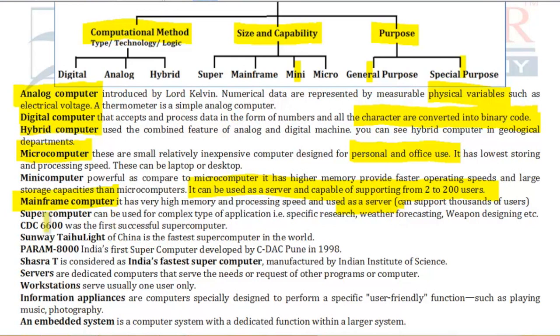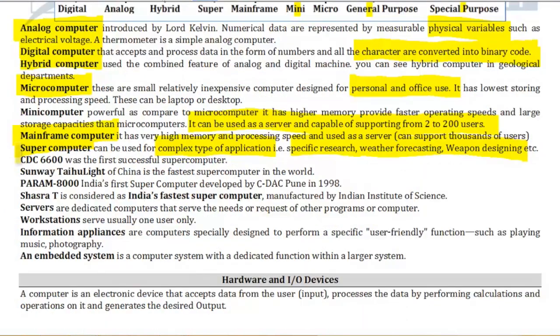Then after mainframe, we'll be discussing supercomputers. Supercomputers are the fastest computers in their generation. They are capable of complex number solving and scientific research. They are used for scientific research, weather forecasting, weapon designing, etc. Now let us see some supercomputers.